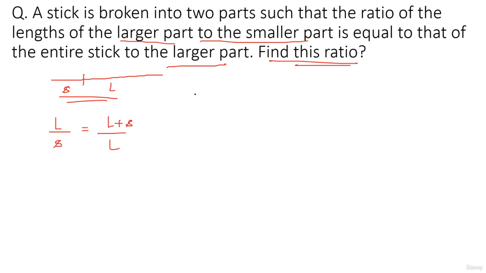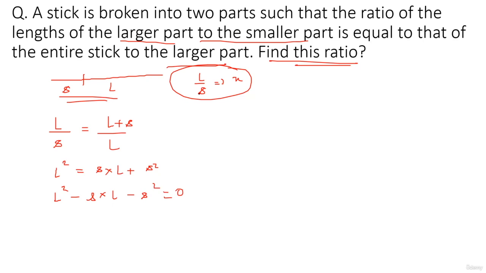Okay, so we have to find the ratio of the larger part to the smaller part, or the total stick upon the larger. We call this ratio, let's say, x. We have to find its value, okay? Now when you cross multiply, you will end up with L square is equal to S into L plus S square. Take it on the left hand side, you will have L square minus S into L minus S square is equal to 0. Now guys, we have L by S is equal to x, right? So what we will do is we'll divide this entire equation by S square on both sides.